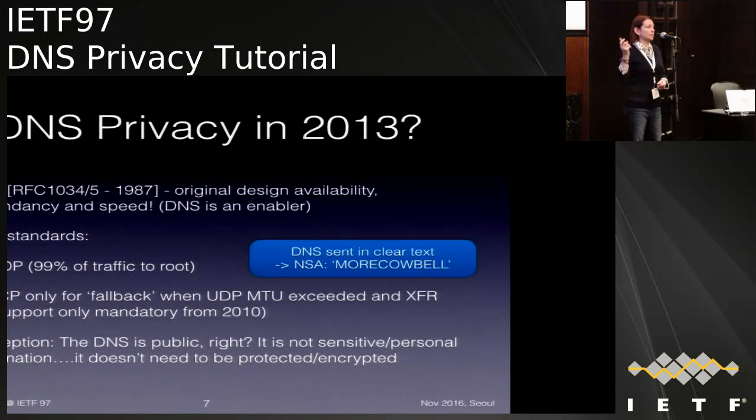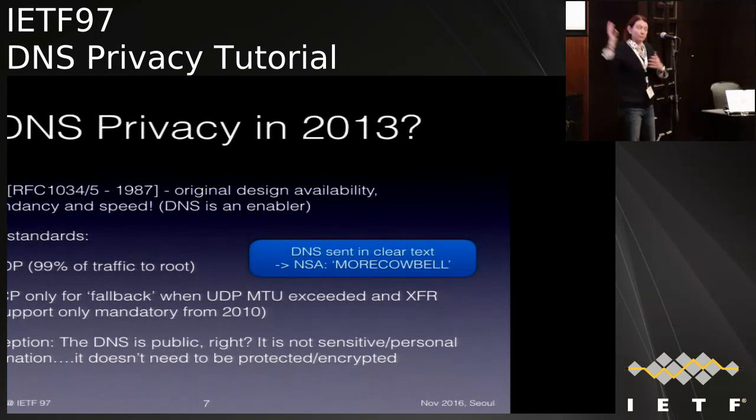Now, it was still true of the standards in 2003 that the standard transports for DNS were UDP and TCP. And even last year, over 99% of the traffic going up to the root went over UDP, and importantly, this is clear text. So all your DNS queries are going clear text over the internet. This meant it was fair game for somebody like the NSA with their MORECOWBELL tool. It really wasn't a tricky job for them to monitor DNS traffic because of the way it moves over the internet. There was a very small amount of TCP around, but it was really only used for corner cases.